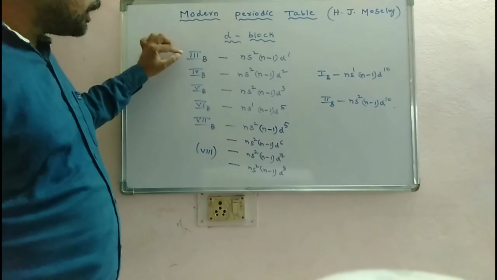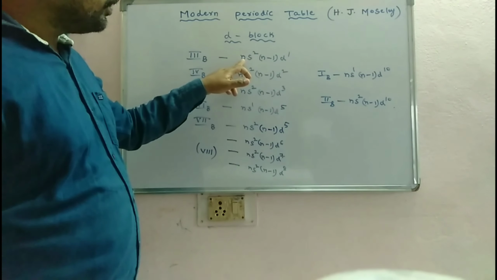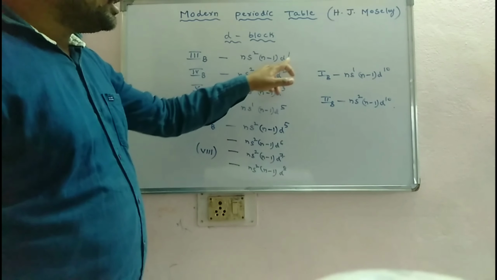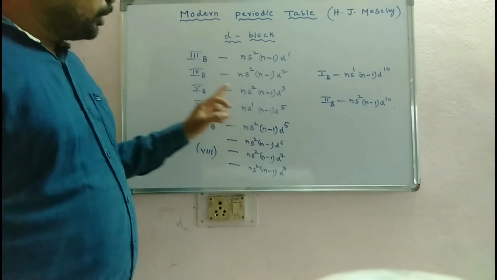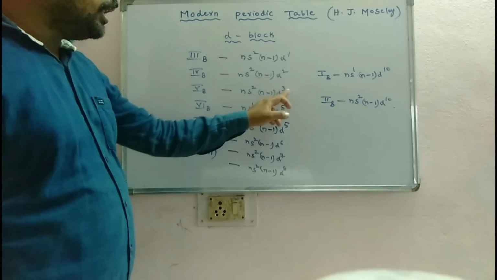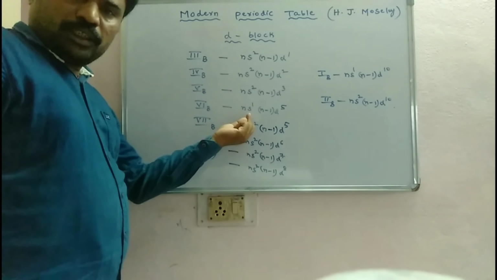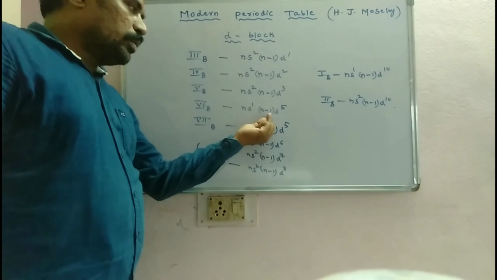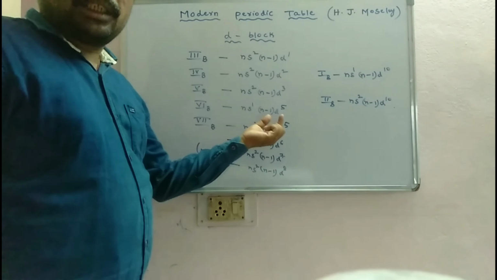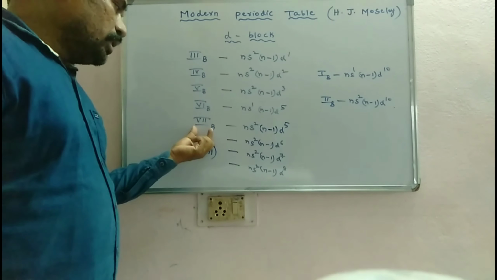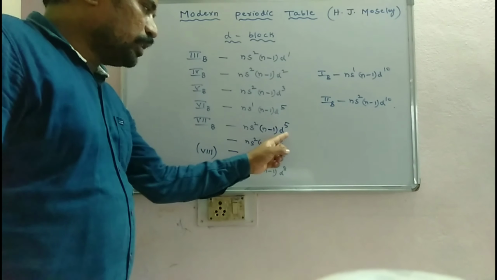Right? Now let us see the general electronic configuration for D block elements. So D block elements start from 3B to 2B. Right? For 3B group elements, the general electronic configuration is ns2 (n-1)d1. For 4B, ns2 (n-1)d2. For 5B, ns2 (n-1)d3. But a small change will be there for 6B. It is not ns2, it is ns1 (n-1)d5. Why? Because one electron will jump from s to d for its stability. Right. In the same manner, for 7B group elements, the general electronic configuration is ns2 (n-1)d5.